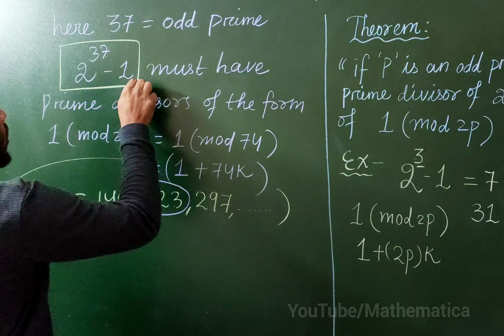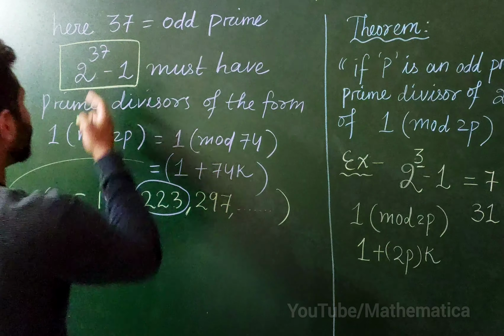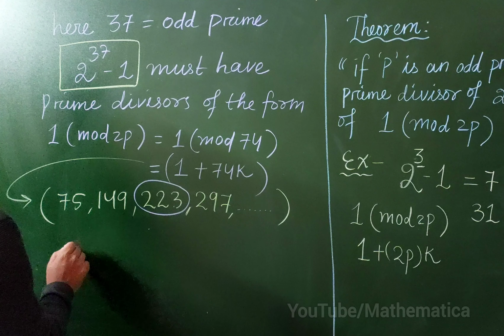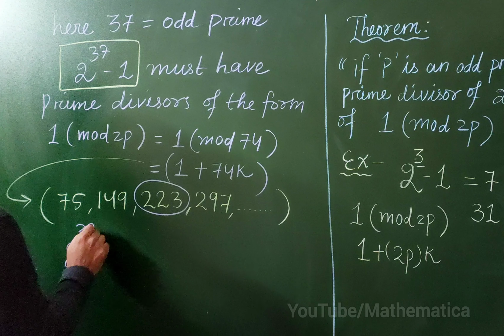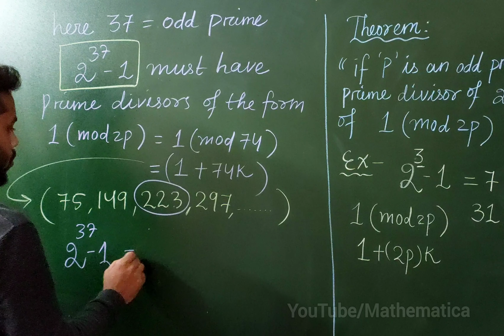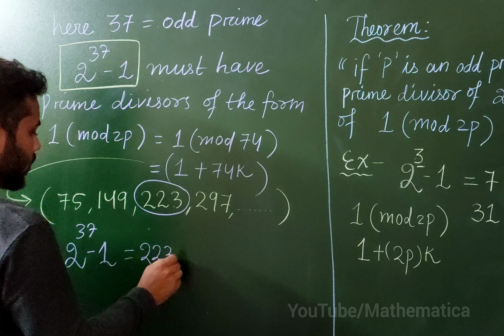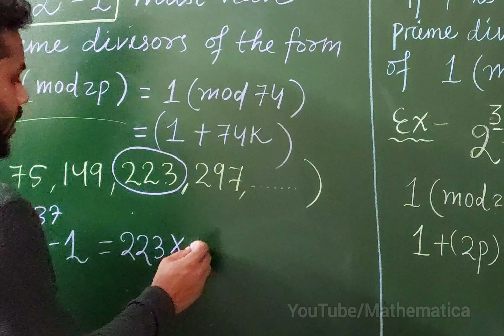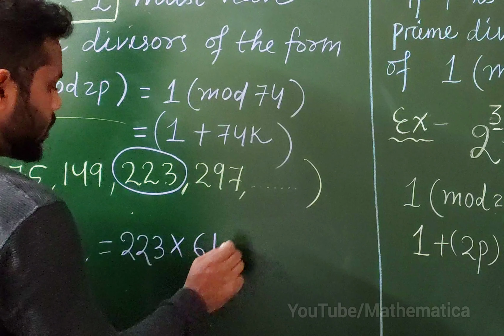So if you divide this number by 223, it turns out that 2 to the power 37 minus 1 is actually equal to the product of 223 and another number.